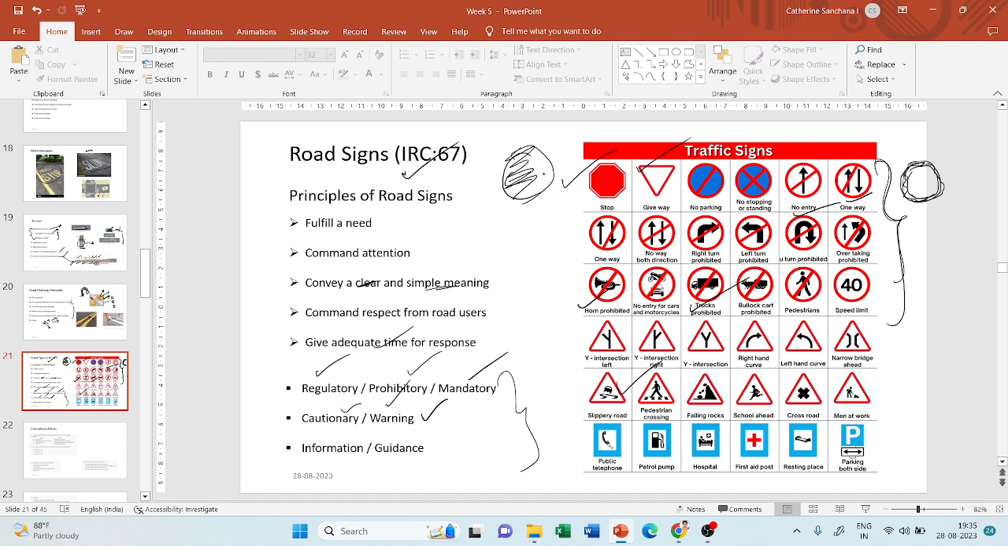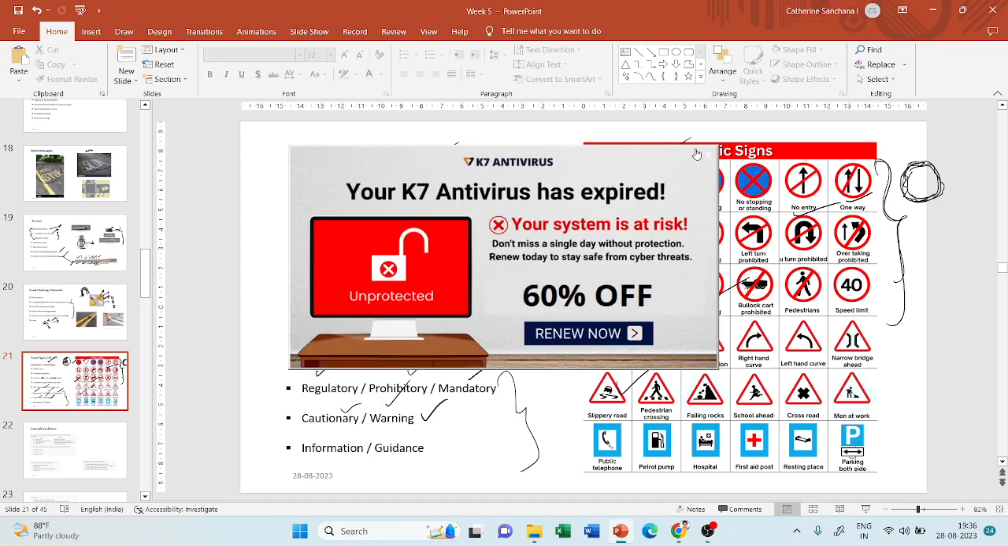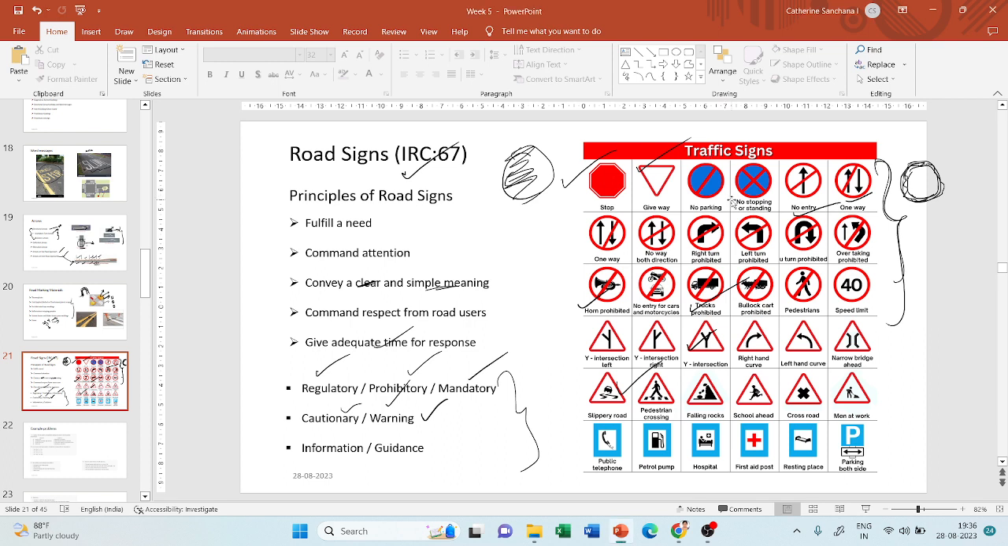Now, moving on to the next set of signs, which is cautionary or warning signs. As the name says, it just tries to caution you. Let us take one example. If there is a Y intersection ahead of you, it is just trying to tell you that there is a Y intersection ahead. Just be aware of it. So it tries to caution you, or warn you. These signs are identified by triangular signboards with red borders. This is what cautionary or warning signs is all about.